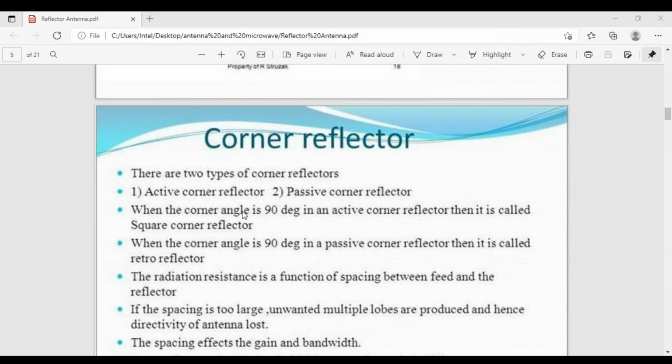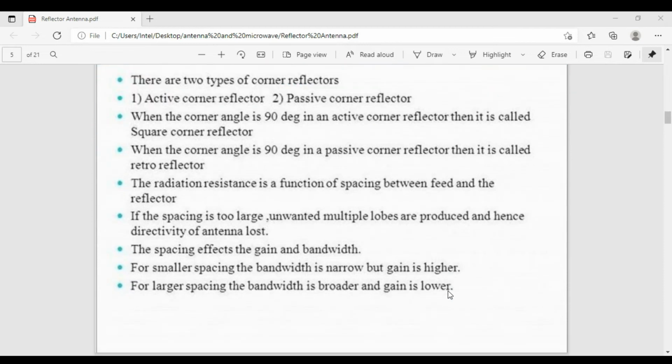But when the corner angle is 90 degrees, it is a passive corner reflector, that is a retro reflector. Passive corner reflectors are used without any primary antenna, but they can be used for capturing radar waves. The radiation resistance is a function of the spacing between the feed and the reflector.